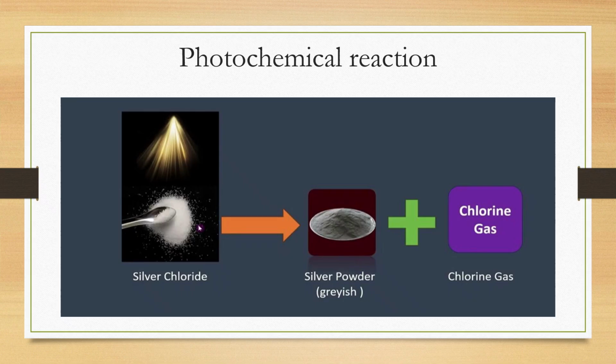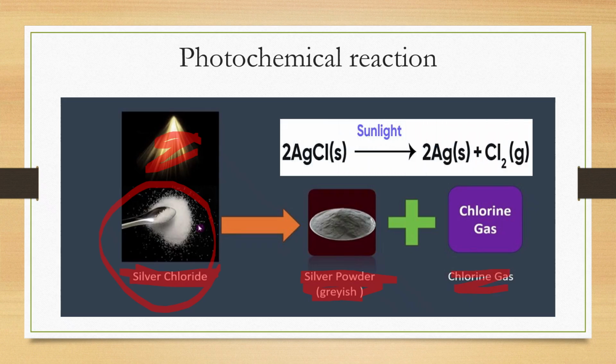Now we will be moving towards our next type of decomposition, that is photochemical reaction. You see that this is silver chloride, which has the formula AgCl, and when it is kept in the presence of sunlight, no heat is required, only the sunlight is enough to decompose AgCl into silver powder, which is written as Ag, and chlorine gas. So the reaction is AgCl gives out Ag and Cl2. This is a photochemical reaction.